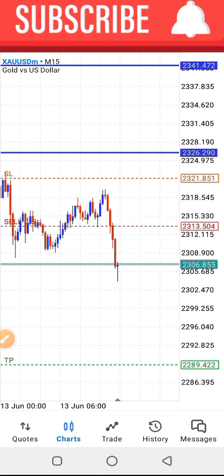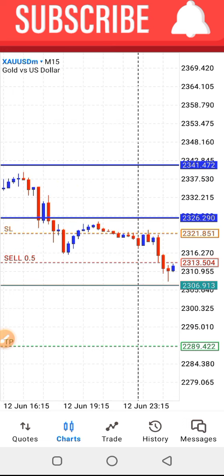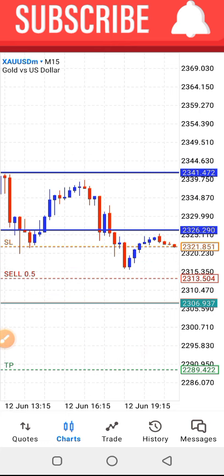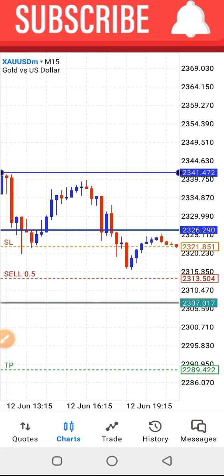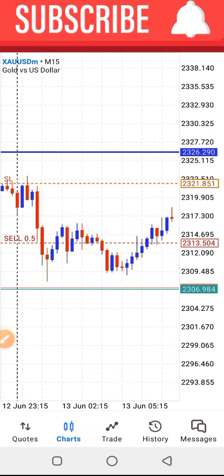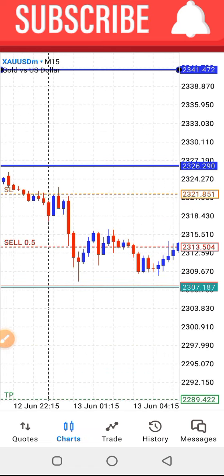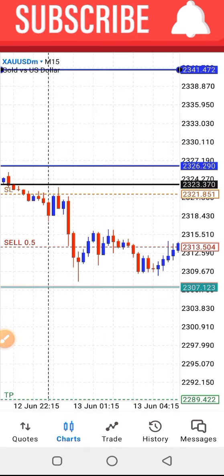So let me show you what I saw on the 15 minutes time frame. On the 15 minutes time frame, you can see right here another order block formed. Let me see, where is it? Another block formed right here. This is it. Let me change the color to black so that it's different from the other one.